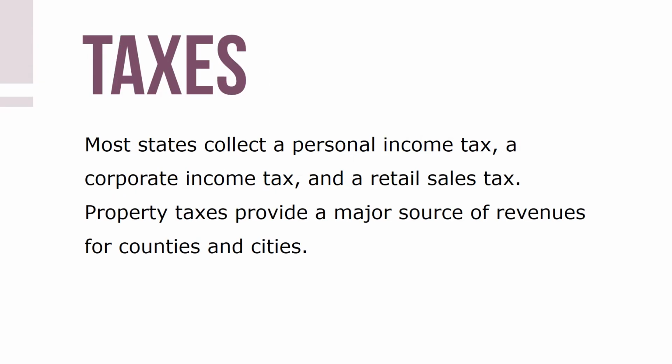Let's start with taxes. Most states collect a personal income tax, a corporate income tax, and a retail sales tax. In addition, many states allow counties and cities to impose local sales tax on top of the state tax. Property taxes provide a major source of revenues for counties and cities. Tax limitations have placed constraints on property tax increases in many parts of the United States.